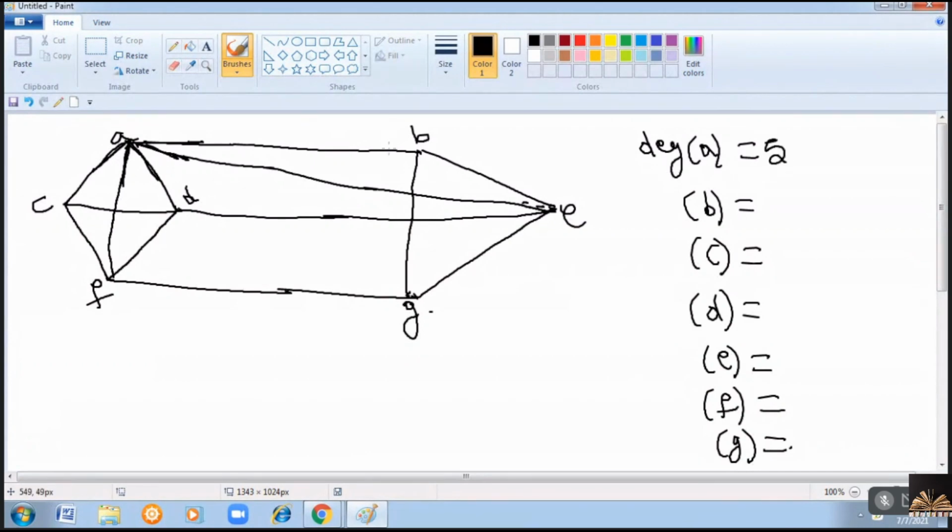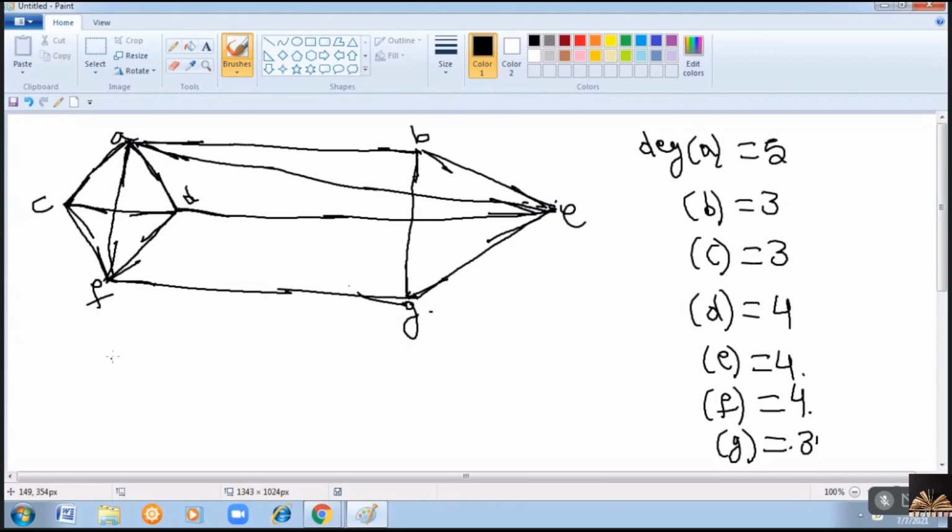Degree of B: 1, 2, 3. C: 1, 2, 3. D: 1, 2, 3, 4. E: 1, 2, 3, 4. Listen carefully, all of you. F: 1, 2, 3, 4. G: 1, 2, 3. Right? So now I have calculated the degrees of all the vertices.